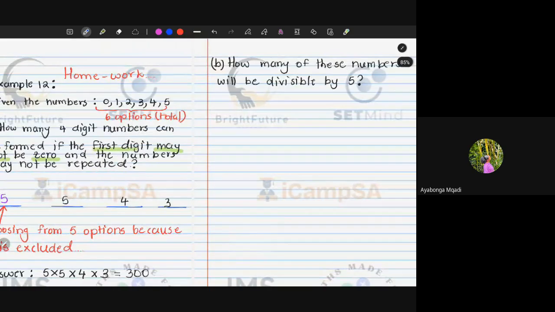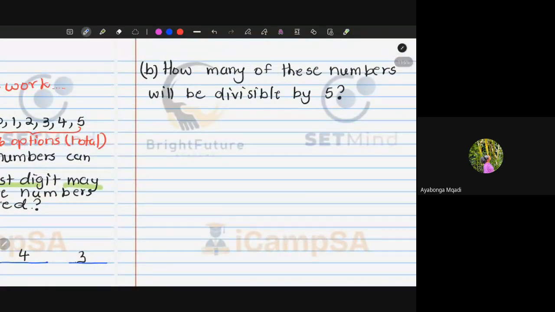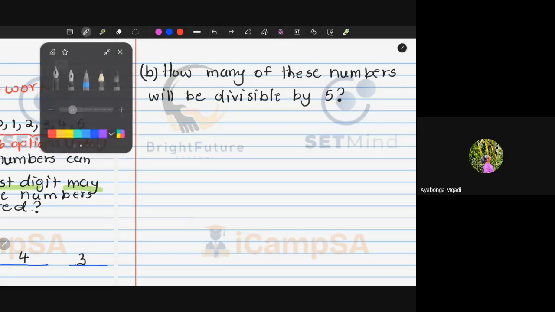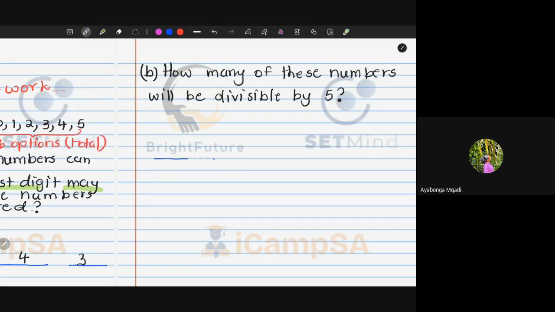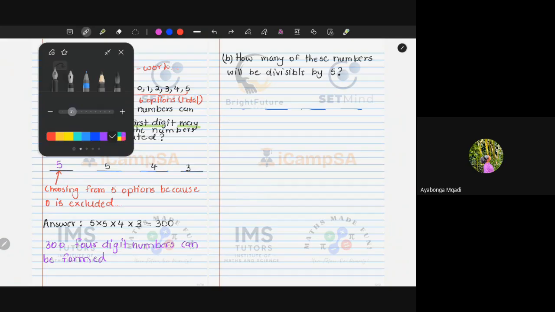So now we need to think carefully, guys. When they say how many of these numbers will be divisible by 5, we need to think carefully what that means. So let's go ahead and put in our 4 spaces. So 1, 2, 3, 4. So here's our P. Already they told us that for the first one, we can't have a 0 there. So let's think of it.